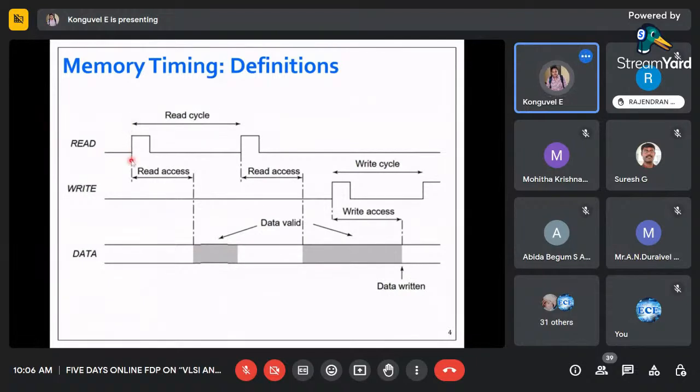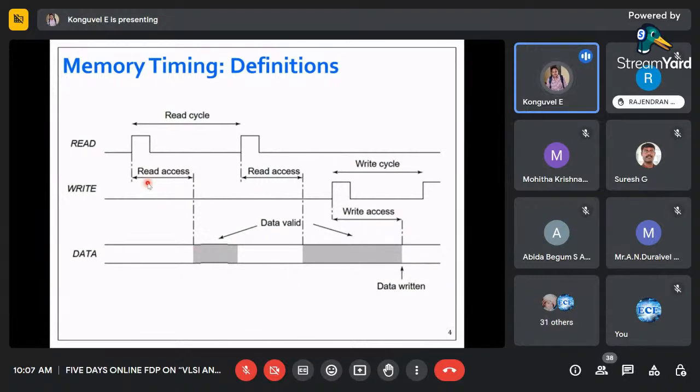So the time between the read pulse and when the data is ready to be accessed, when the data is ready to be read, we call that the read access time. Usually this read access time must be minimum. If the read access time is larger, it means we take more time to read the data available in the memory cell. So usually the read access time must be lesser.